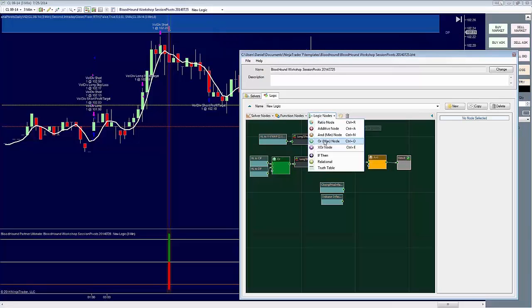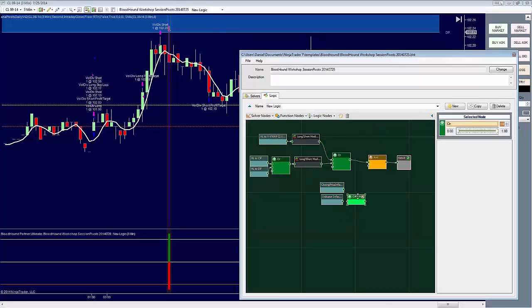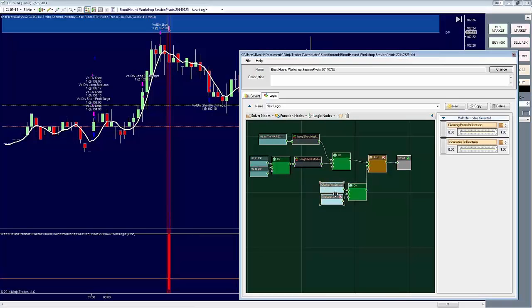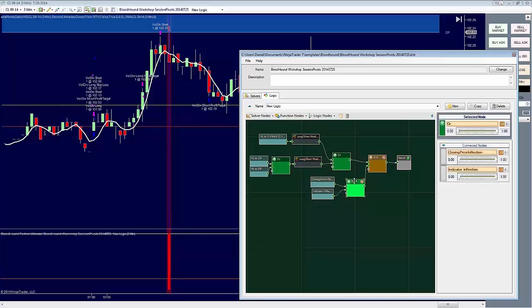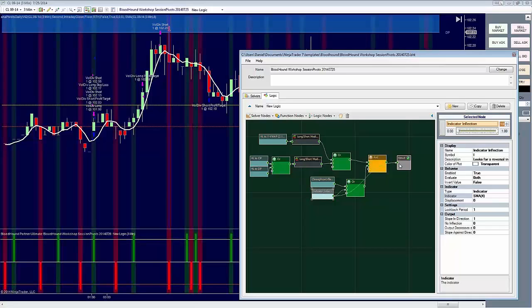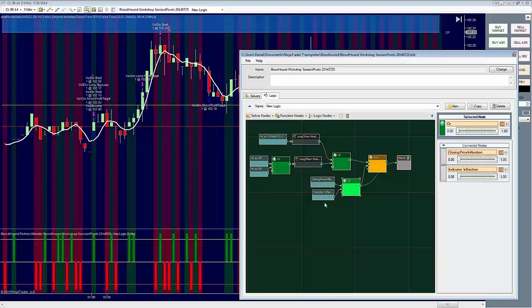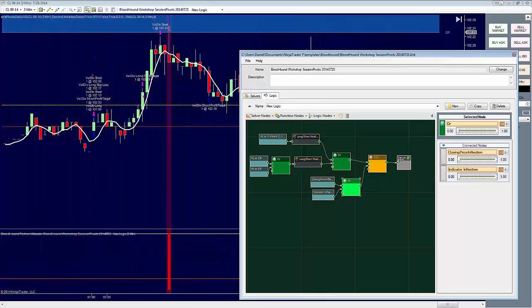All right, so I'll add the OR logic node, connect these two together, and then connect that to the AND node. So now the short coming from this SMA 4 inflection, it's inflecting down. I'm getting the short from that condition coming through this OR node. Remember, the OR node allows both conditions to come through. And there we have it.